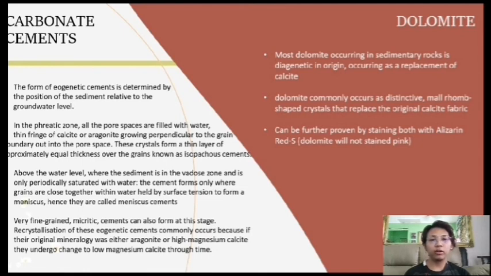Dolomite. Most dolomite occurring in sedimentary rocks is diagenetic in origin, occurring as a replacement of calcite. Although the optical properties of calcite and dolomite are very similar, dolomite commonly occurs as distinctive, rhombic-shaped crystals that replace original calcite fabric. Staining the thin section with alizarin red S provides confirmation that the mineral is dolomite, which does not stain pink as opposed to calcite.